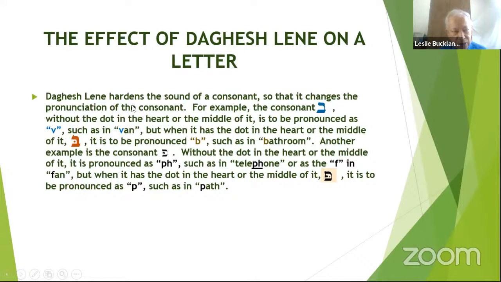It hardens the sound. The sound changes from being a soft sound to being a hard sound. The V changes to B, and the F changes to P. It hardens the sound of the consonant when there is a dot in the middle or in the center or in the heart of the consonant.